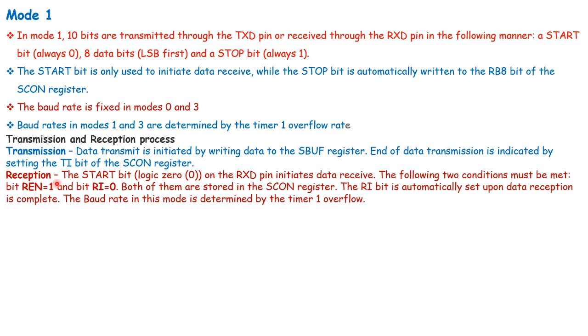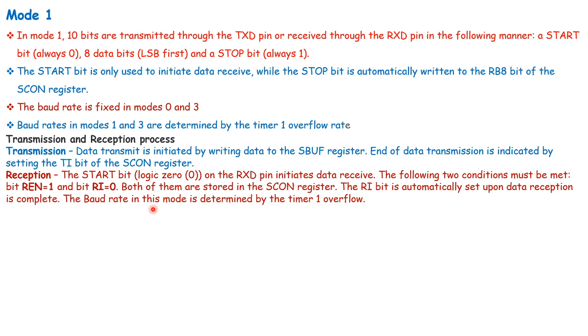Reception: the start bit, logic 0, on the RxD pin initiates the serial data reception. The following two conditions must be met: the receiver enable bit should be 1 and the receiver interrupt bit should be 0. Both of them are stored in the SCON register. The RI bit is automatically set when the data reception is completed.